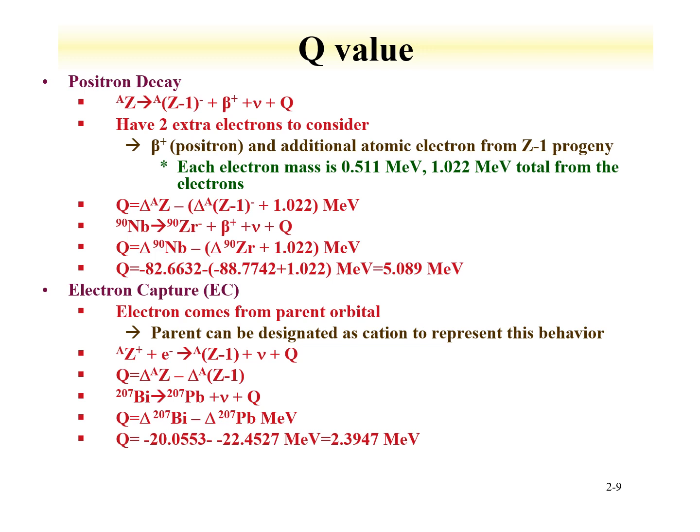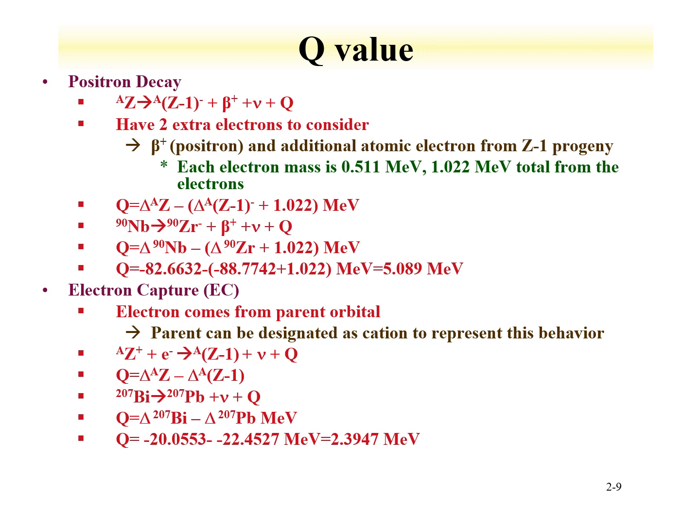So we look at a Q value equal to the parent mass minus the sum of the progeny mass and 1.022 MeV, the 1.022 MeV accounting for the electron and positron. Let's consider the positron decay of niobium-90 to zirconium-90. A positron is emitted, and we look up the mass excesses for niobium-90 and zirconium-90. The positron and electron mass is listed here as 1.022 MeV. And we get this value of 5.089 MeV.